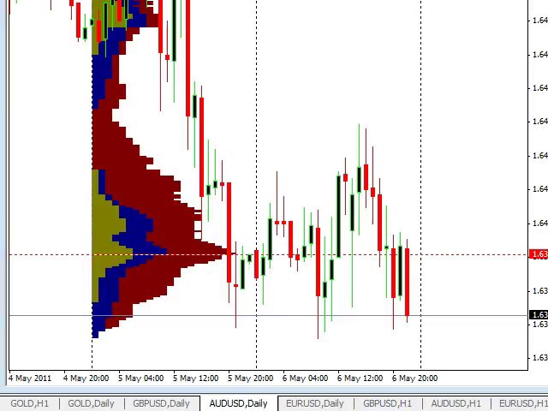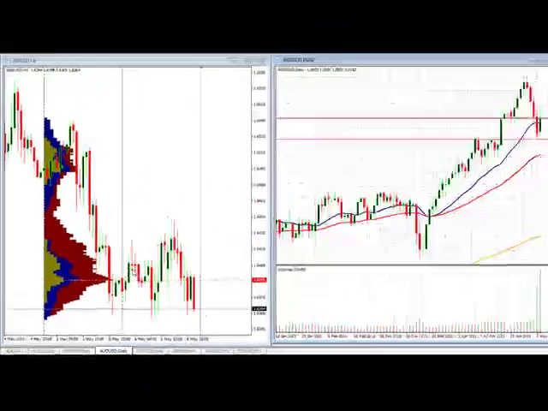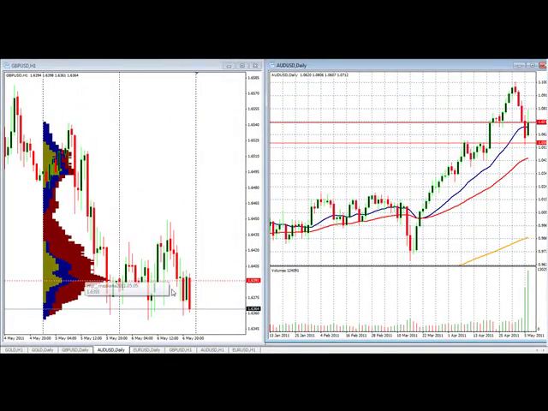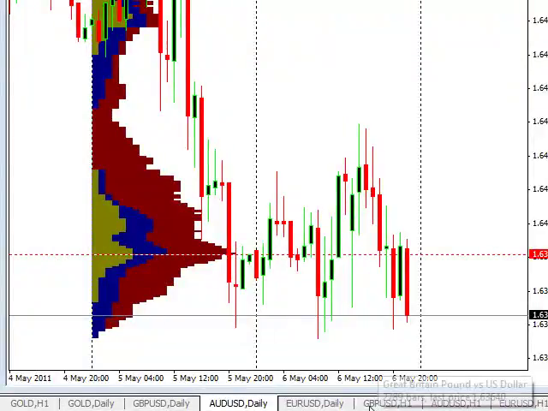Finally, with the Aussie dollar, it's the same thing as the pound dollar. We need to get above. Wait a minute, that didn't. Let me hit that one more time.